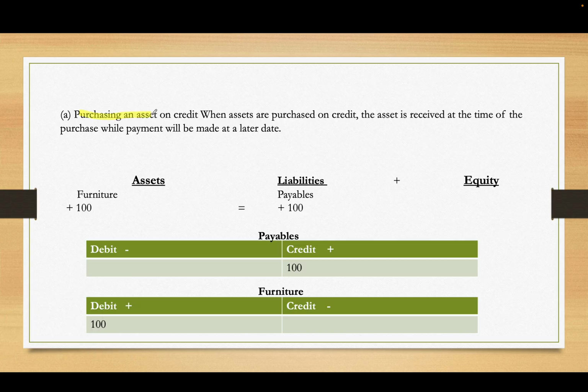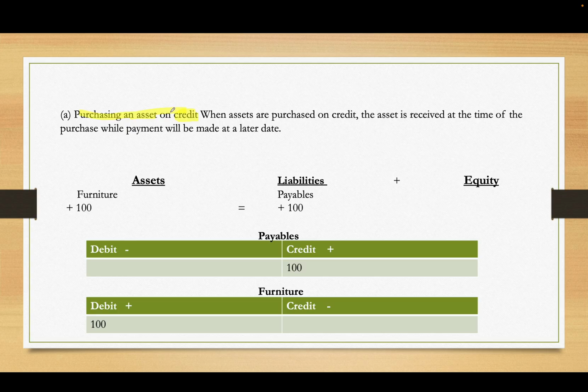Purchasing an asset on credit. Remember, when I buy something on credit, it's going to be a payable. When you see on credit, just think of payable. At the same time, you're like, okay, that's a payable. And what is a payable? It's a liability. How do liabilities work? Minus plus. Decreases on the left, which is debit, increases on the right, which is credit.